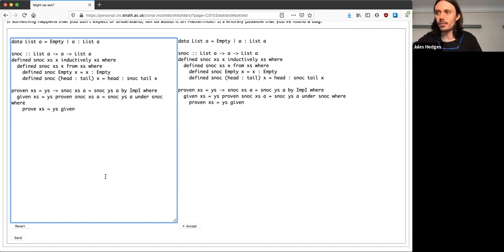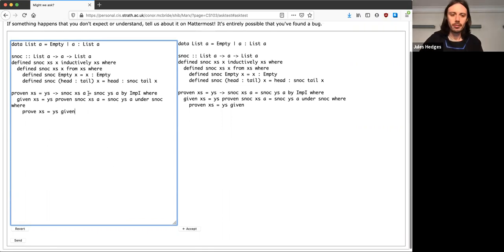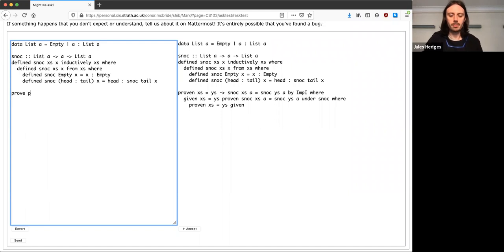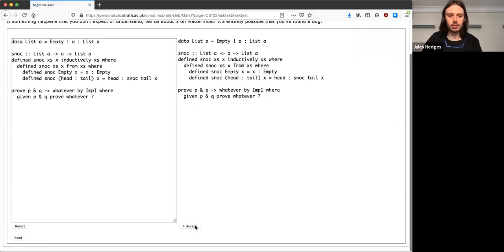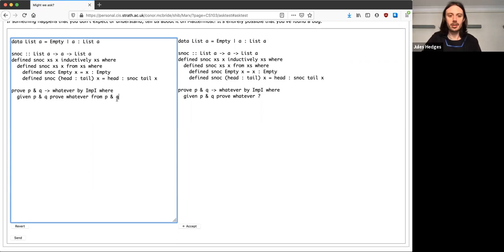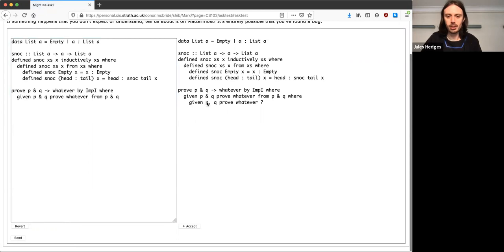Okay, so that's under. The other thing that we have to talk about is what happens when you write from followed by an equation. Remember, the general idea of from is that you're saying, tell me everything that I can learn about this thing that I have. So for example, if you want to prove that P and Q implies whatever, by imp I, now you're given P and Q, and I can say from P and Q, and I'm telling ask, tell me everything that I can learn from the fact that I'm given P and Q. Namely, it tells you that you have P and you have Q.